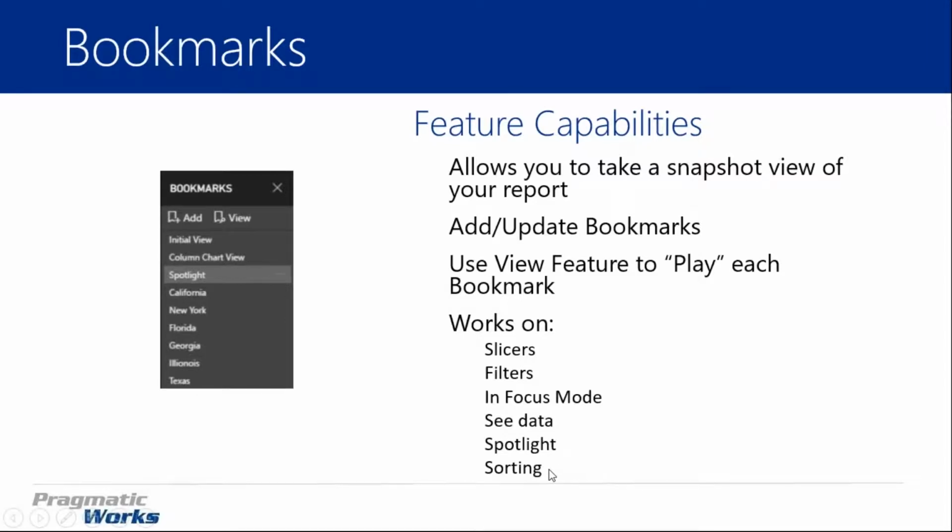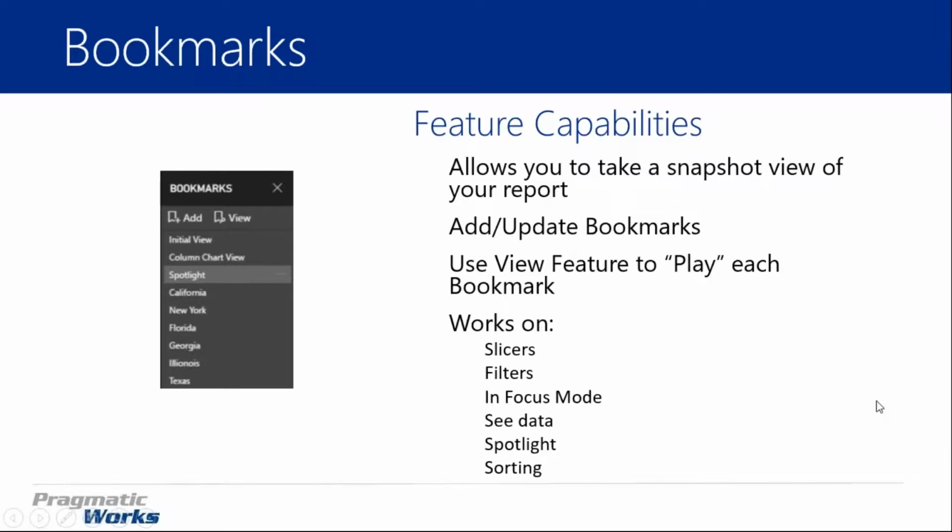And you can also do bookmarks on sorting. If you have sorting of a column chart or of a table, you can create bookmarks on sorting, so you can have multiple sorts that you can toggle back and forth between in a report. So this is a really, really cool feature. This feature is core to the other features that we're going to be talking about next. You likely would not use the next set of features I'm going to show you without bookmarks.